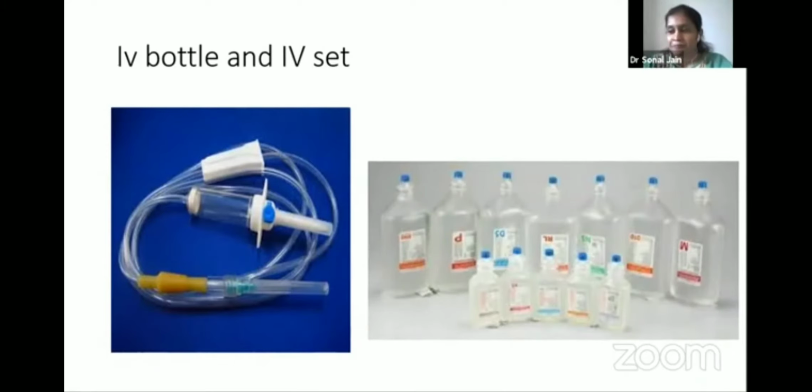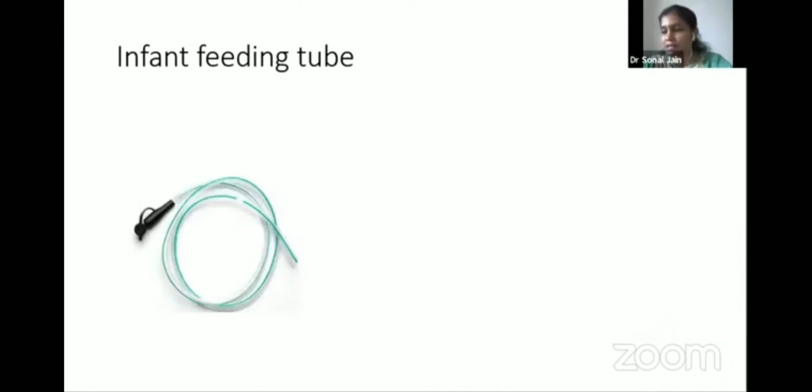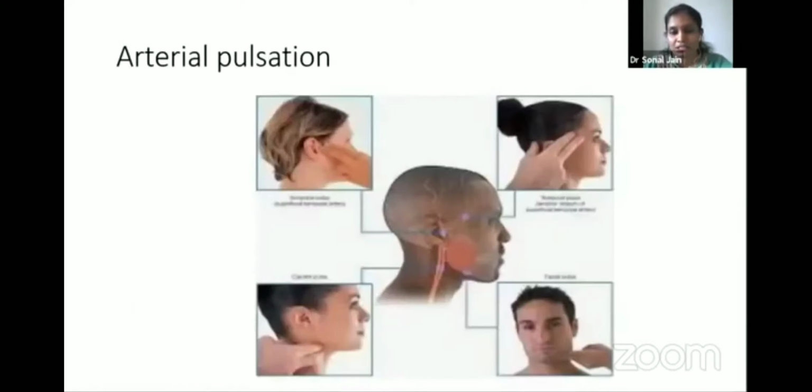This is the infant feeding tube, mainly, as the name suggests, for infants. It is used for nasogastric feeding in the infant, venesection in burn patients, and as a urinary catheter in children.